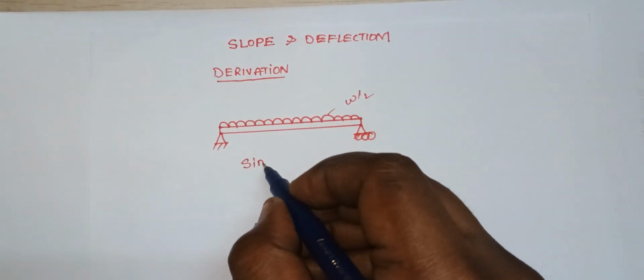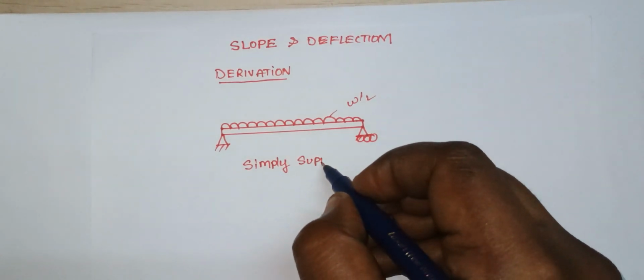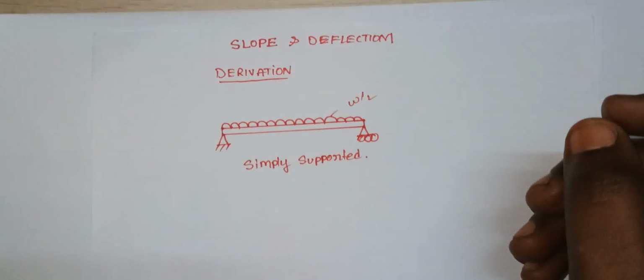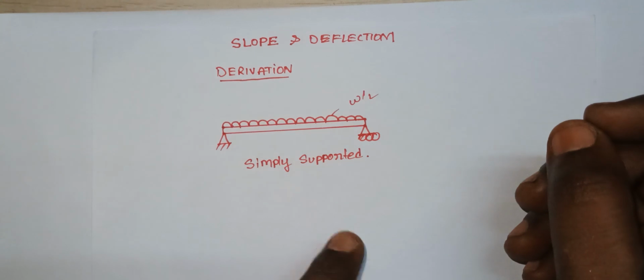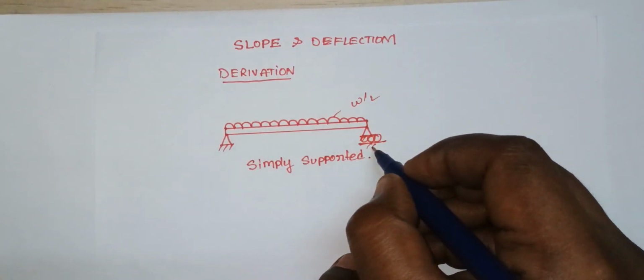Today we are going to discuss the slope and deflection of this simply supported beam. Please forgive my spelling mistakes. Sometimes I make mistakes, but don't worry, I'll make sure the derivations go right.